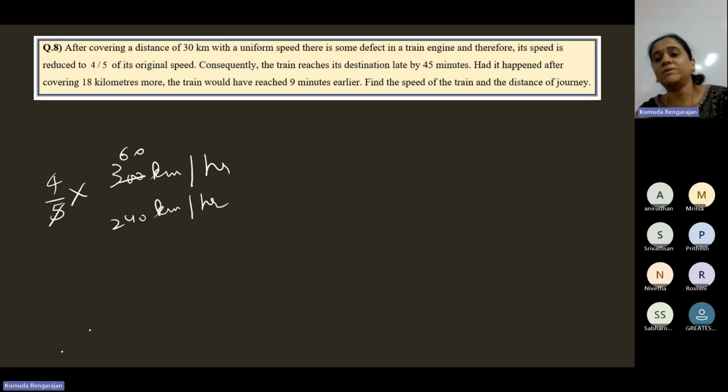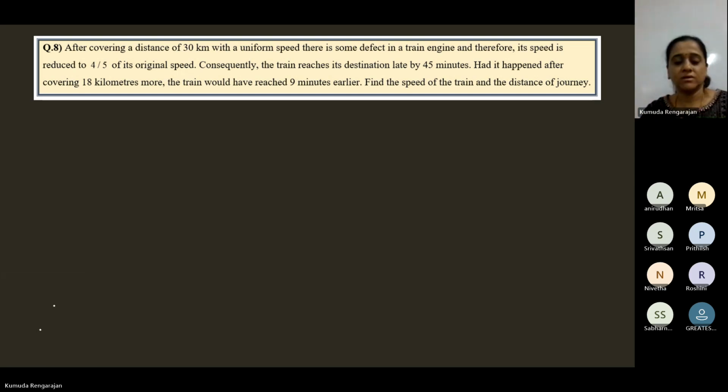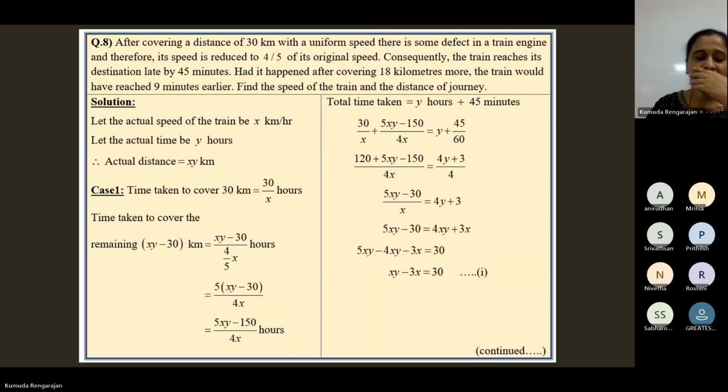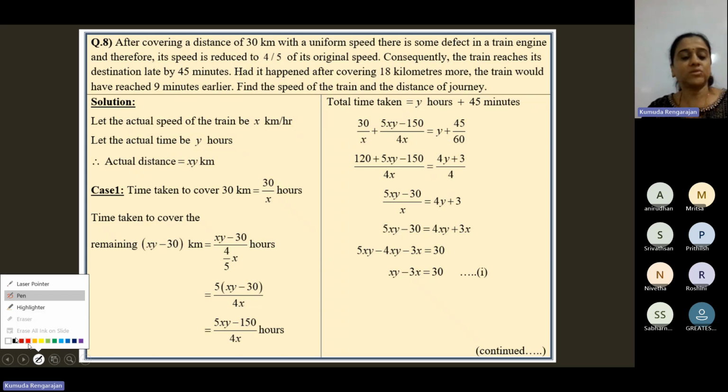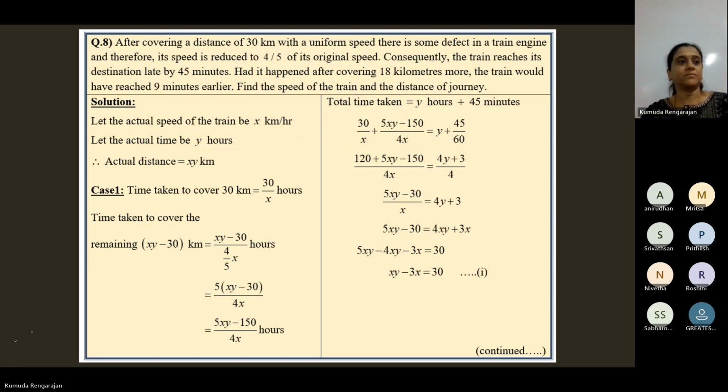So if the defect had happened after covering 18 kilometers more, the train would have reached 9 minutes earlier. So 9 minutes earlier than 45 minutes: 45 minus 9, 36 minutes. So it would have been late by 36 minutes only. Find the speed of the train and the distance of the journey. Is the question understood? Okay.